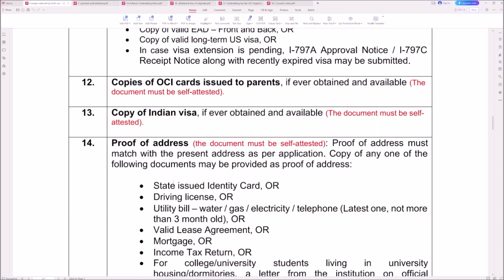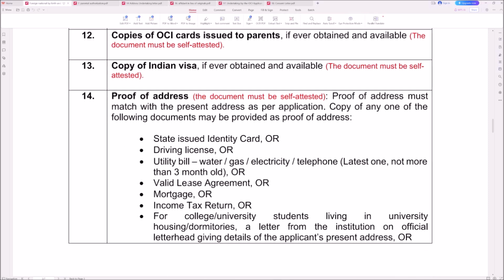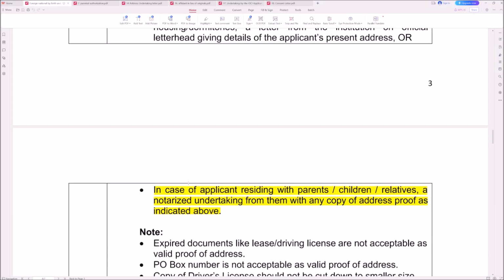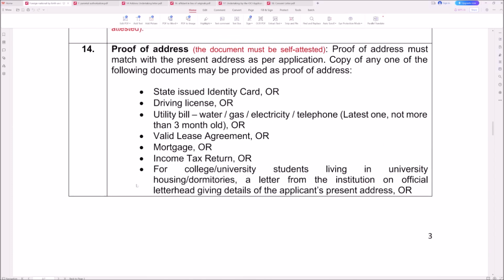Now comes the proof of address. The document must be self-attested. Now you need to see here, there has been a change in the new checklist regarding the proof of address. You not only provide the address proof copy such as a driving license or a utility bill, but along with that you also need to provide a notarized undertaking form. I will be showing you the notarized undertaking form, but first of all try to understand this.